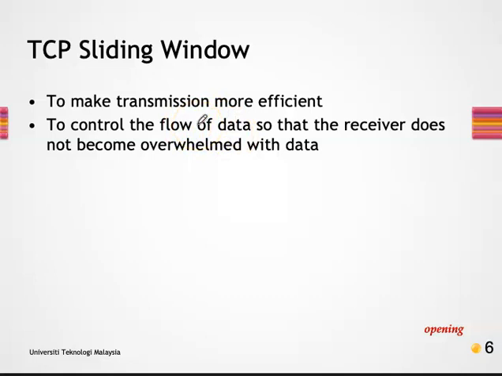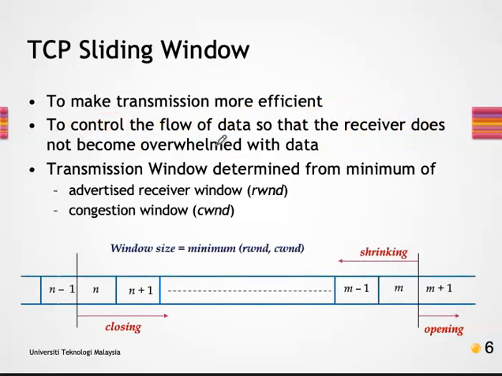So the purpose of this sliding window is to make transmission more efficient, and also to control the flow of data so that the receiver does not become overwhelmed with data. This means that the receiver does not receive too much data that it cannot process. So the transmission window here is determined from the minimum of these two values.